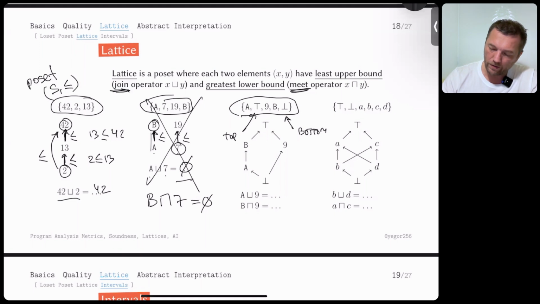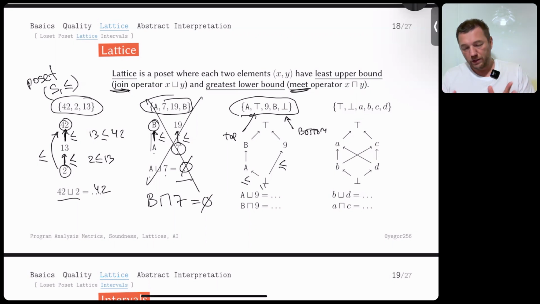So we know that we can put these symbols here. Nothing is less than 9, it's less than everything, and nothing is less than A, and A is less than B, and B is less than everything. So this is the largest of everything, and this is the smallest of everything. So they form this graph.